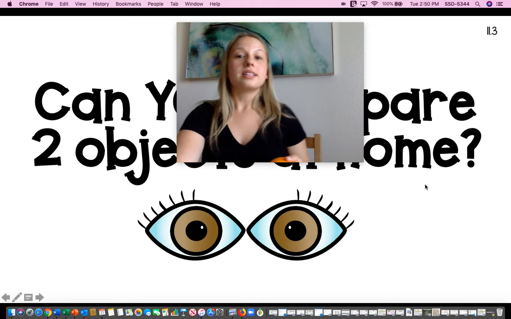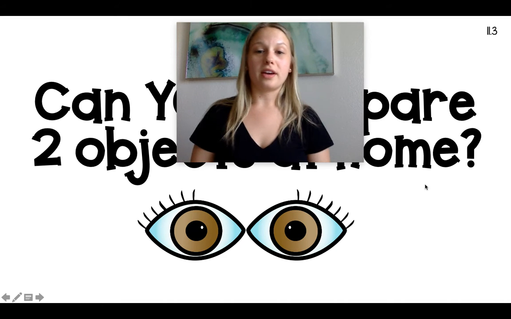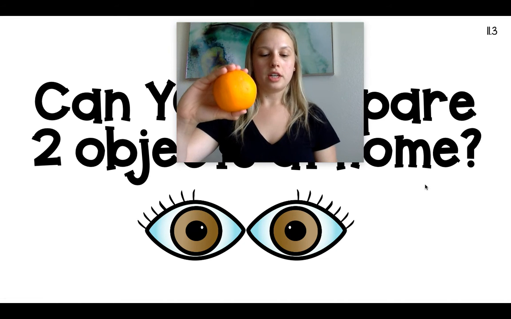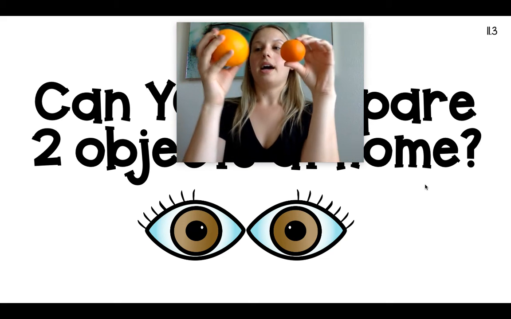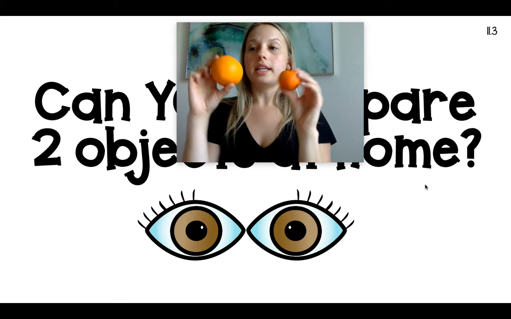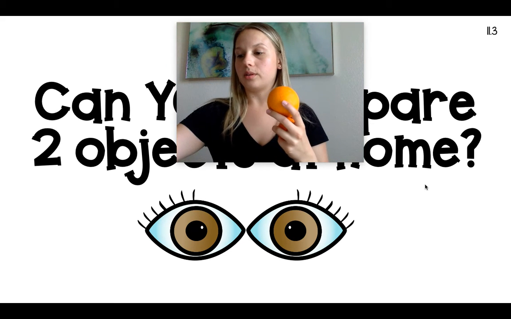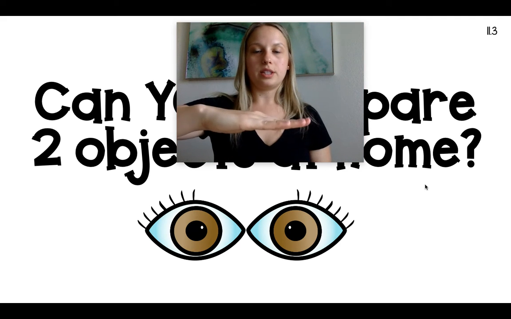All right. So I found 2 things. And the first one I found is an orange. And the second one I found is a cutie. Now, I'm looking at these. And I want to know which one's longer. So I need something to measure. Maybe I will use my hand. I'll use my hand. Okay. So I'm going to measure my hand this way.